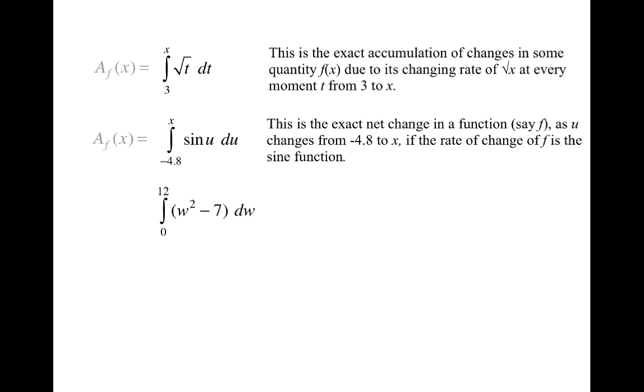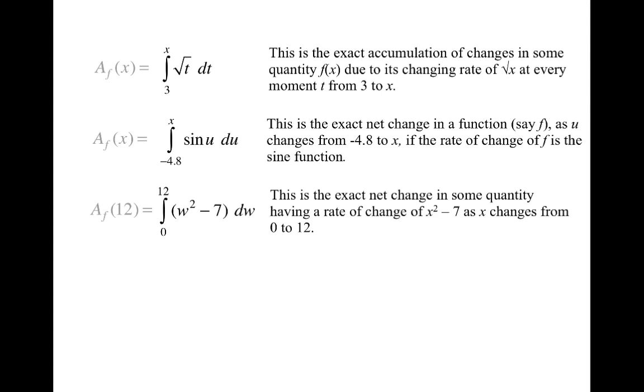Now for this next one, you see it's 0 to 12 instead of 0 to x. You still want to think of it as a net accumulation function, but now just one particular value of that function, in other words, a sub f of 12. I described it this way: this is the exact net change in some quantity having a rate of change of x squared minus 7 as x changes from 0 to 12. So this expression is not a function, but actually a value. It is an amount of accumulation, or a net change, whereas these first two above were actual accumulation functions. They were functions of this x value, the current x value that we were accumulating to.